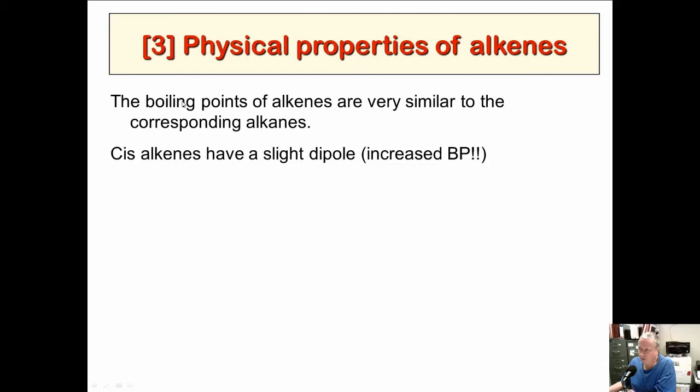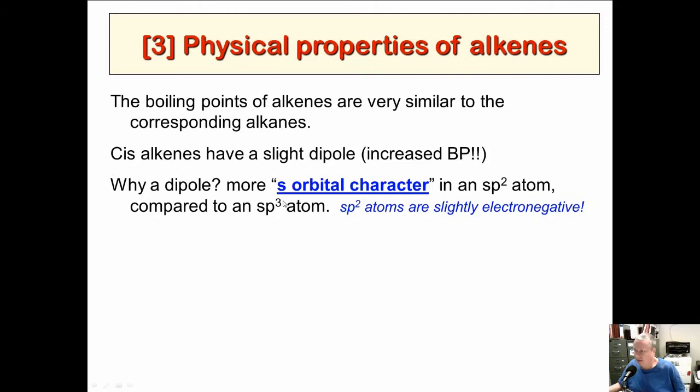Boiling points are similar to alkanes. The boiling points are roughly the same, but cis has a slightly higher boiling point than trans. Why is that? Because they have a dipole. You have a cis where two things are pointing the same direction, it makes a dipole, and that is a slight increased boiling point. You might see this on the quiz. I might show cis and trans and ask which has the higher boiling point? And cis will be slightly higher.